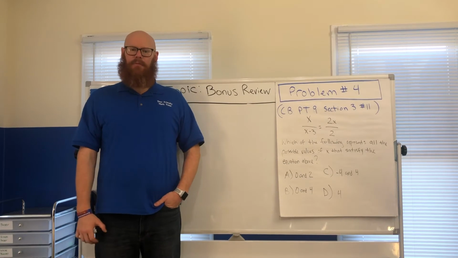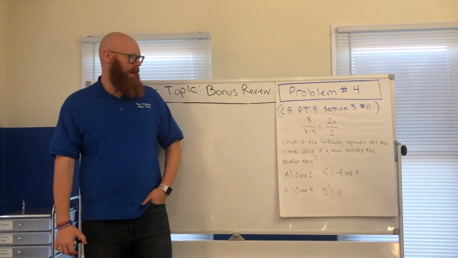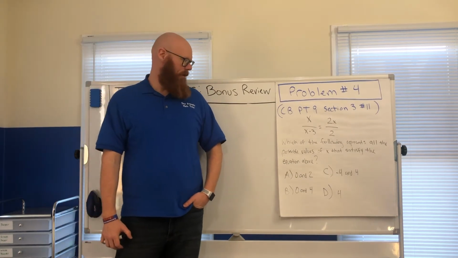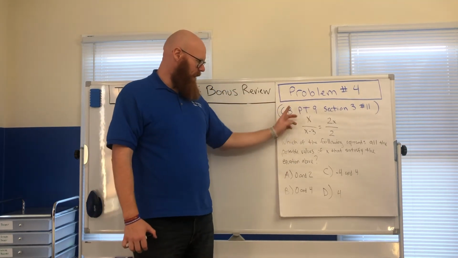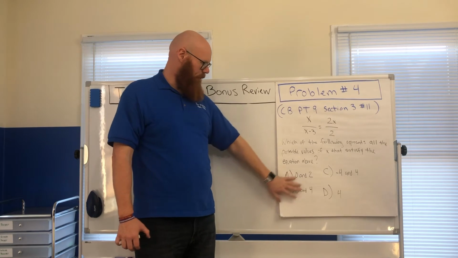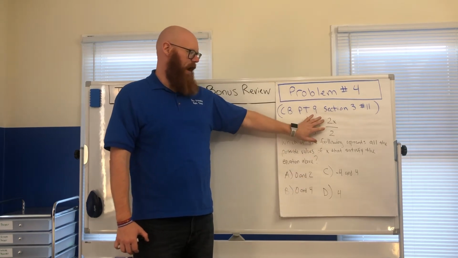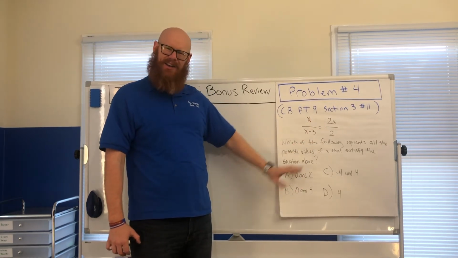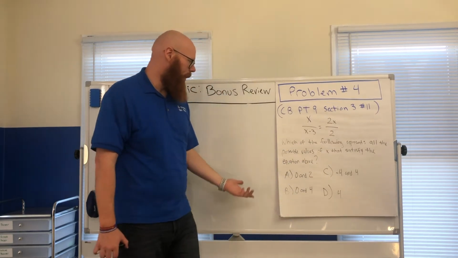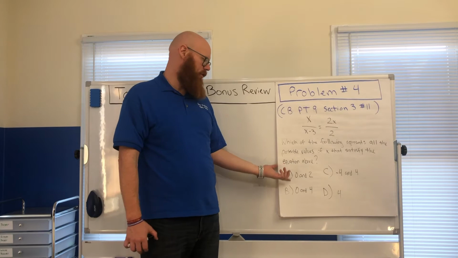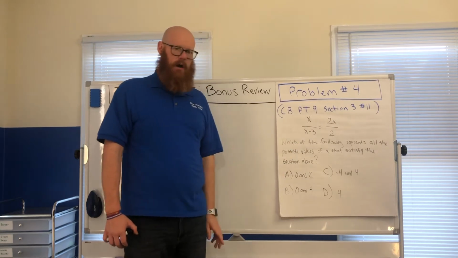All right, now on to problem number 4, College Board Practice Test 9, Section 3, number 11. So they give us this equation. It is not a literal equation. We just have a bunch of answer choices, and it's definitely not in slope-intercept form, so let's go ahead and read and see what they want us to do. It just says, which of the following represents all the possible values of x that satisfy the equation above? So they just want us to solve this.